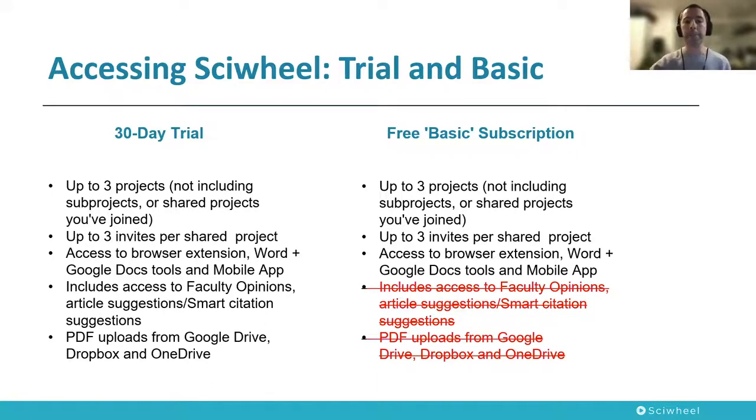So the basic difference between this one is the project limit and invite limit is the same. You still get access to the extensions and tools, but what you don't get with this is the premium access to faculty opinions and the article suggestions and smart citation suggestions. And you also can't upload PDFs from Google Drive, Dropbox, and OneDrive. So those are the basic differences between those two. I'll just chat a little bit about institutional subscriptions now.